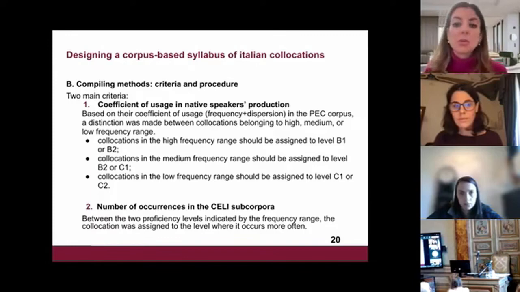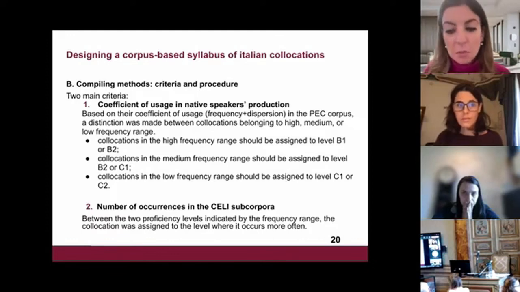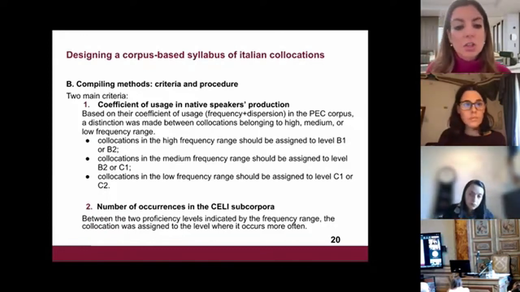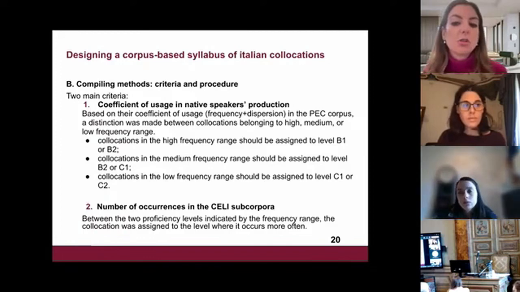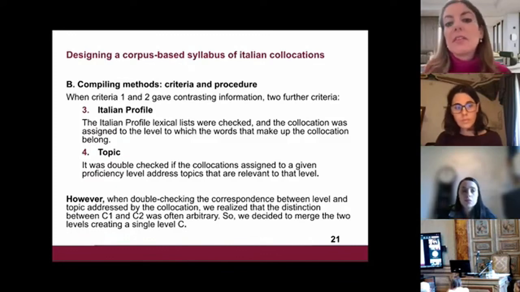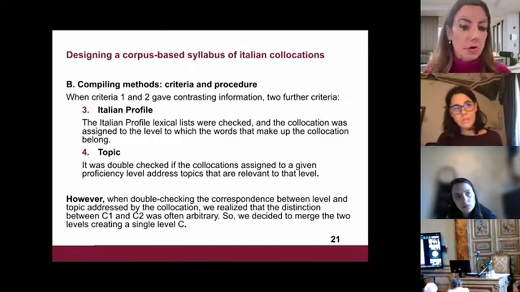In order to decide to which level the collocations should be assigned, we also took into account the second criterion, that is the number of occurrences of the collocation in the CERI subcorpora in learners' productions. So we assigned the collocation to the level where it occurs more often between the two proficiency levels indicated by the frequency range that we just discussed. But sometimes criteria 1 and 2 gave contrasting information. So we needed to take into account two further criteria that are the Italian profile and the topic.